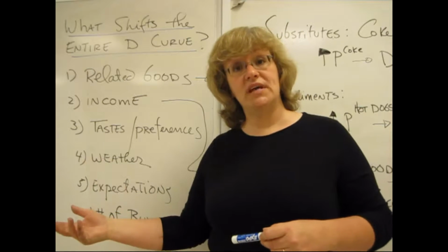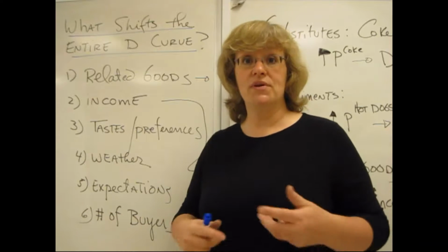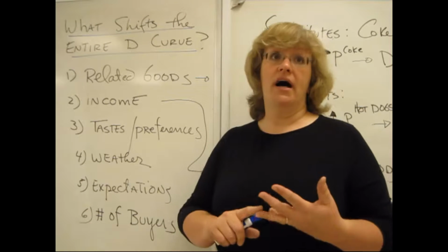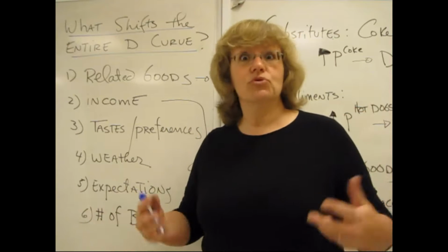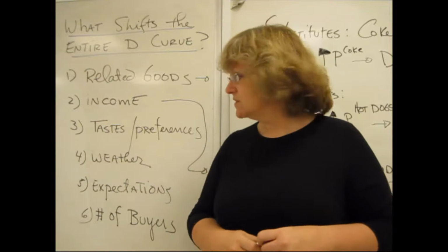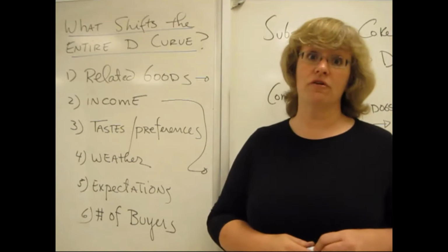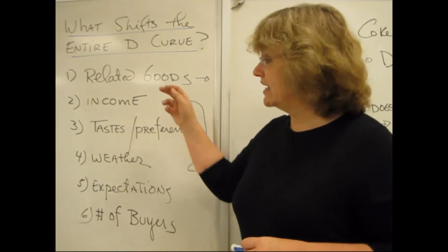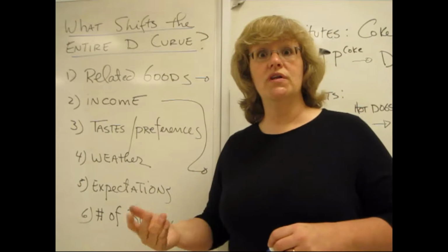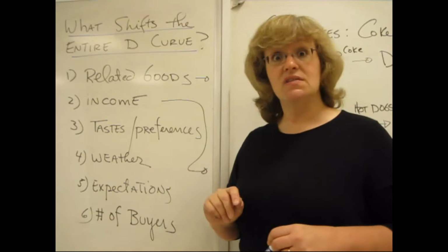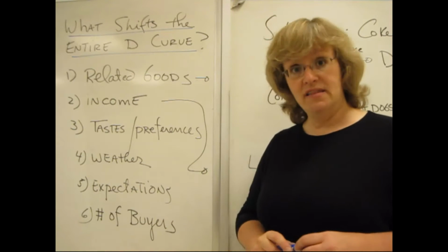But as baby boomers age and become a little bit more susceptible to health problems, you'll see an increase in the demand for things like medical services, facilities that take care of people when they're really having problems with their health, those sorts of things. So the number of buyers in a particular demographic group will also affect the demand curve. Okay, so we've got 6 of them. Related goods like substitutes and complements, income, inferior goods, normal goods, and luxury goods, taste and preferences, those fads and fashions, the weather, expectations, and finally the number of buyers.